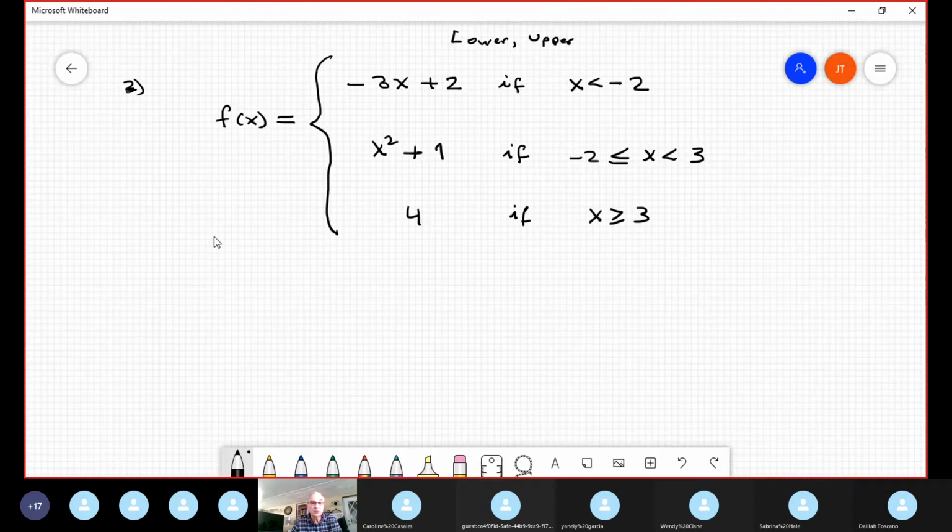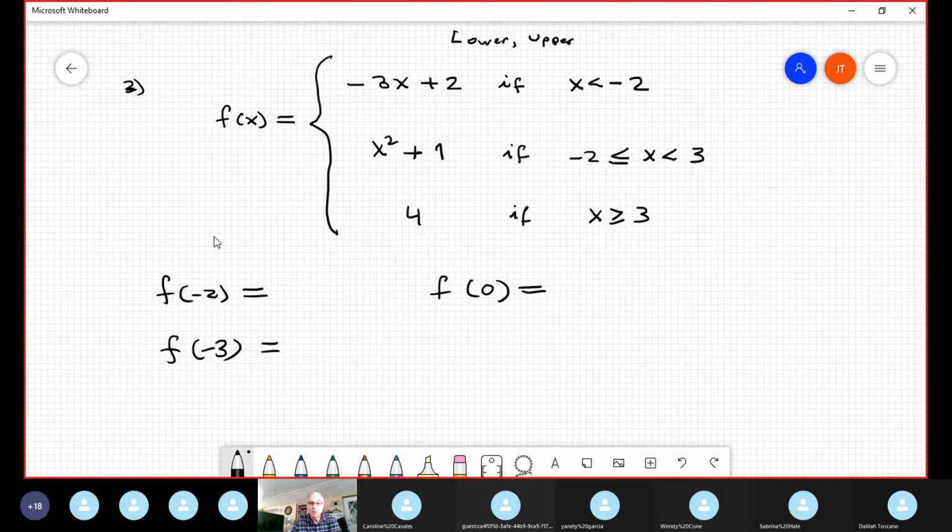Specifically in the test, I want you to evaluate this piecewise function at different values. For example, evaluate negative 2, evaluate negative 3, evaluate 0, evaluate 5, evaluate 3, and evaluate negative 4. Okay, let's start with the first one.